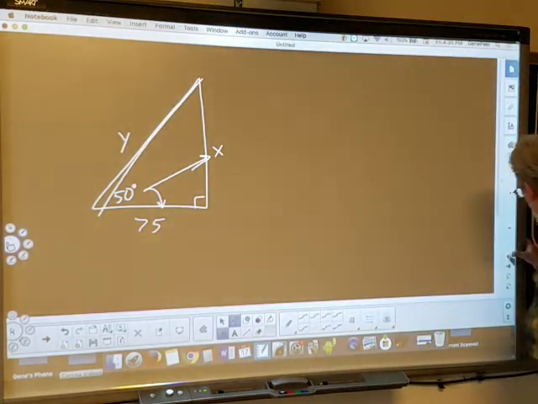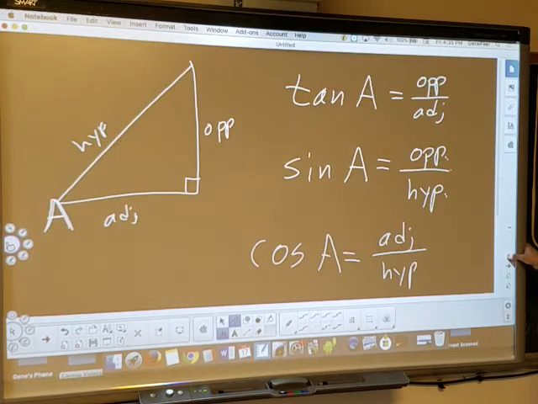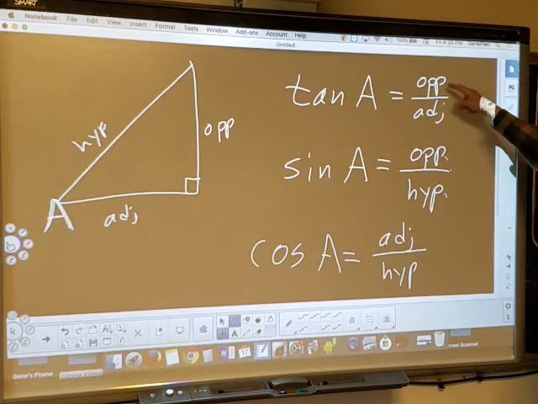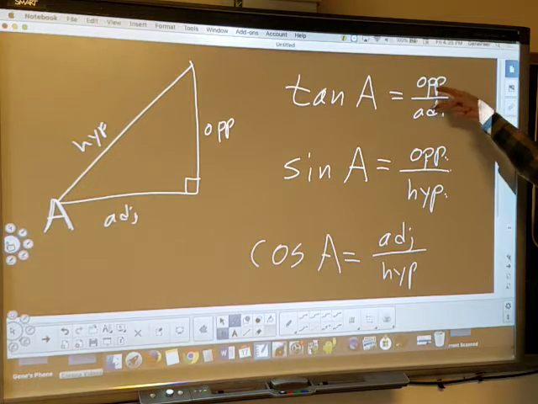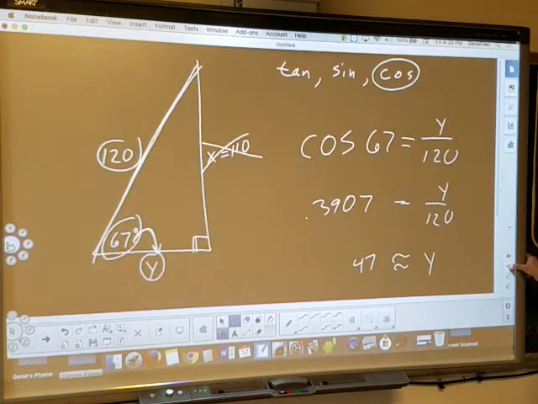I've got opposite, I've got adjacent. Who uses opposite and adjacent? Hey, that's our old friend. Opposite and adjacent, there he is. That one is our old friend, tangent. So I use tangent this time.